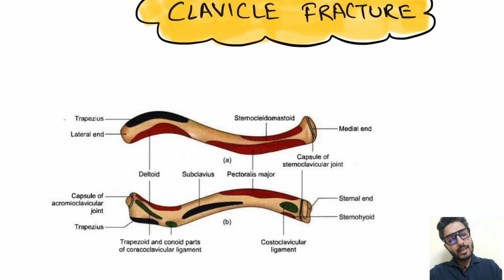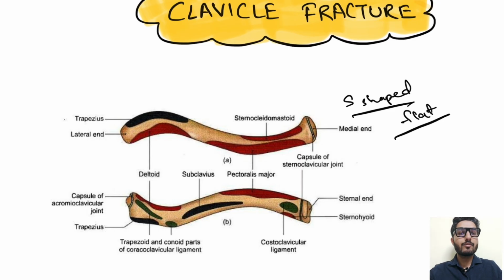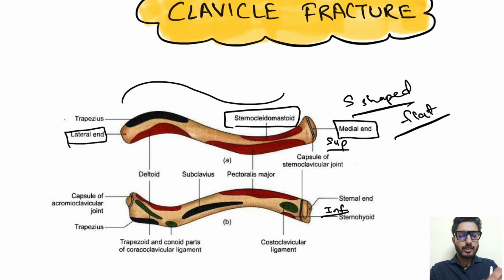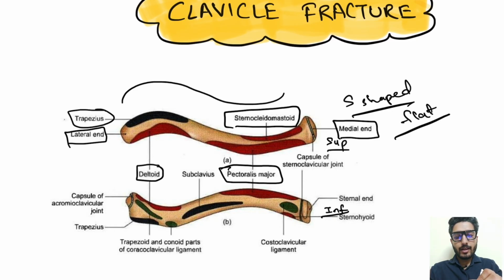Once again, it is an S-shaped flat bone. So what are the attachments? This is the superior surface, this is the inferior surface of the clavicle, this is the medial end and this is the lateral end of the clavicle. Over the medial end there is attachment of sternocleidomastoid and pectoralis major, and over the lateral aspect there is attachment of deltoid and trapezius.